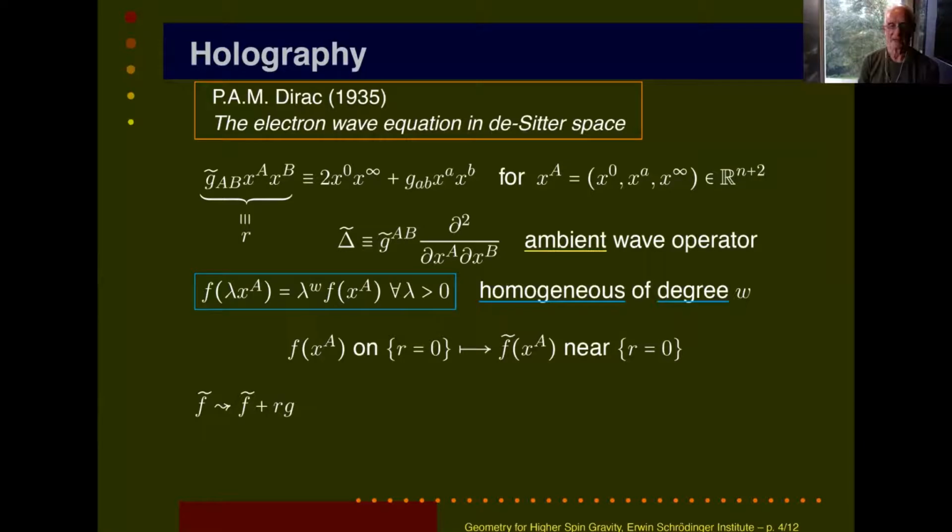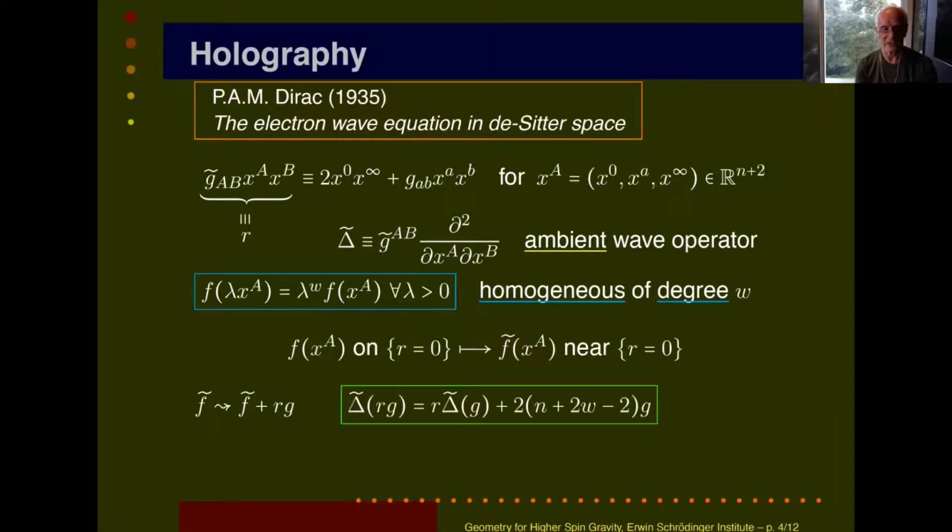And then there's a fabulous calculation you can do. Here it is. You look at this ambient wave operator, and you apply it to this freedom, so you apply it to r times G. And you find, rather amazingly, well, this is a trivial calculation, but it's a really great conclusion, namely that r comes out the front like that, and then you get a numerical factor depending on the dimension and the homogeneity.